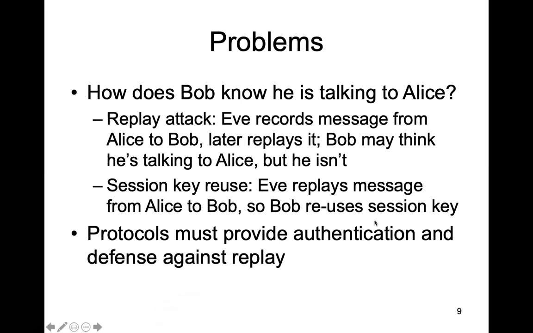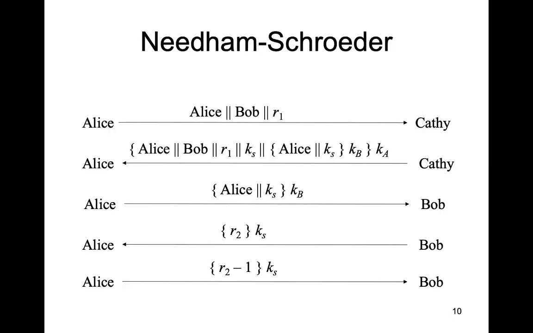So the protocol must provide some measure of authentication. So when Bob gets a message, he must be able to determine, okay, that this message is in fact coming from Alice, and it should also provide a defense against these kinds of replay attacks. So let's evolve the protocol from the previous slide into something that will accomplish both of these goals.